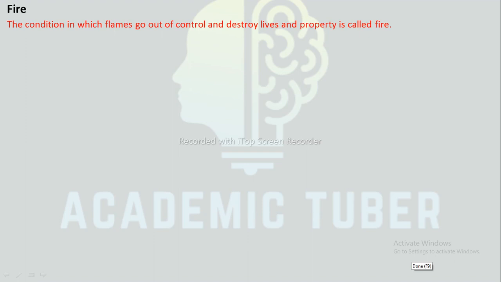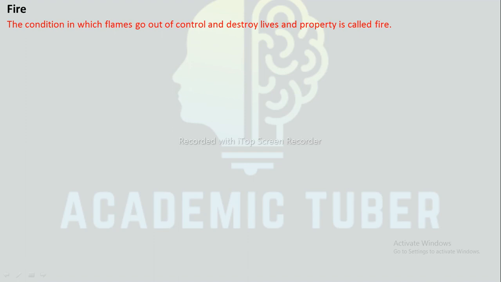Fire. The condition in which flames go out of control and destroy lives and property is called fire. Fire is a disaster mainly due to human activities, and it can spread in factories, industries, or even in the house of people. Such fire can burn and destroy everything.